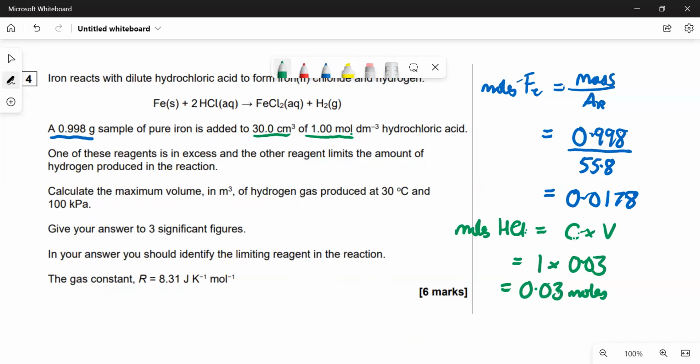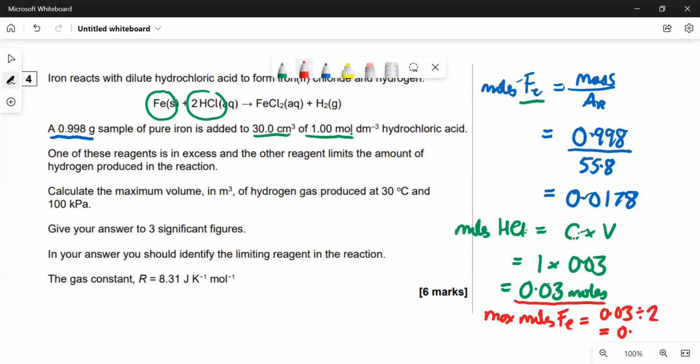Right, now we can see that the iron is in excess. Look, 1 mole of iron reacts with 2 moles of hydrochloric acid. We have 0.03 moles of hydrochloric acid, so the max moles of Fe that can react is 0.03 over 2, 0.015, which is less than this value here. So not all of the iron is going to react. The iron is in excess.